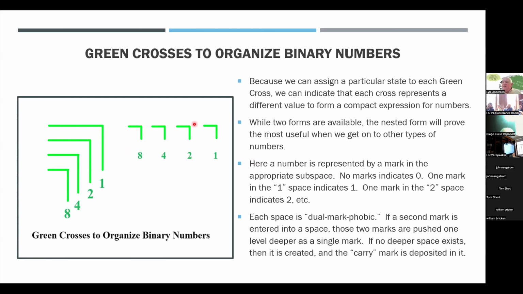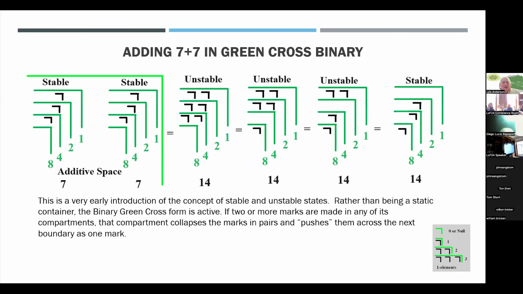Now, there are two ways to do this. One would be to have them at this level, which sort of is a picture of a computer memory. But keeping it this way is going to turn out to be much more effective in applying the laws of form to do multiplication and addition.